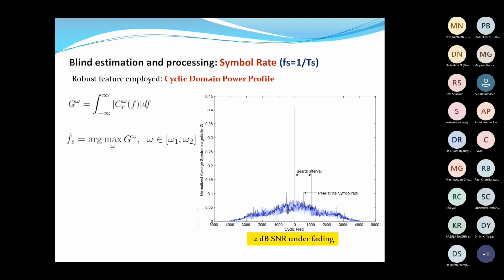So by searching the peak of the symbol rate, we were able to exactly pinpoint this specific parameter. So the accuracy of this is very high in fading, various levels of fading and noise scenarios, which we will show the results in the next coming slides.